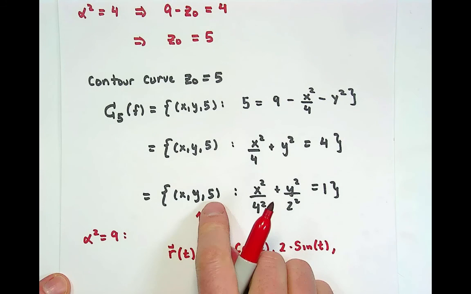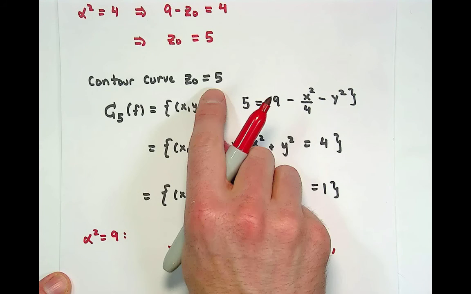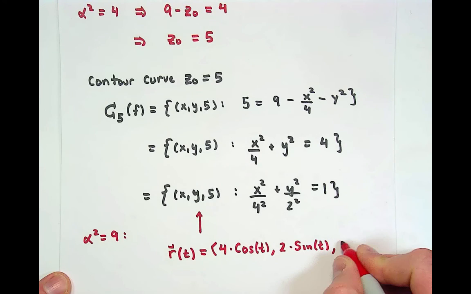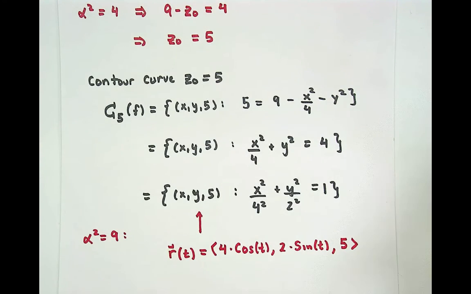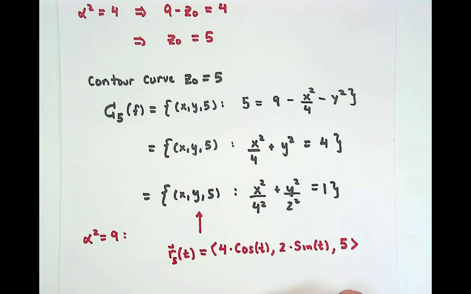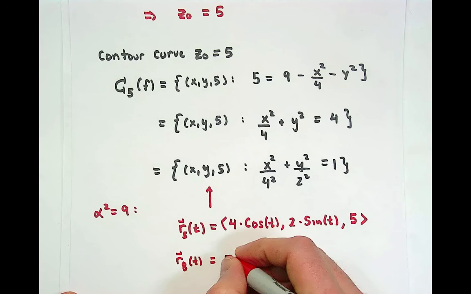And then since this is in R3, we're going to need a height. But the whole idea of a contour curve is that the height is held constant here. It's the height of the plane intersecting. So this, of course, would be 5. We could also go back and find the one associated with height 5, and you could also go back and find the one associated with height 8, which we did previously.